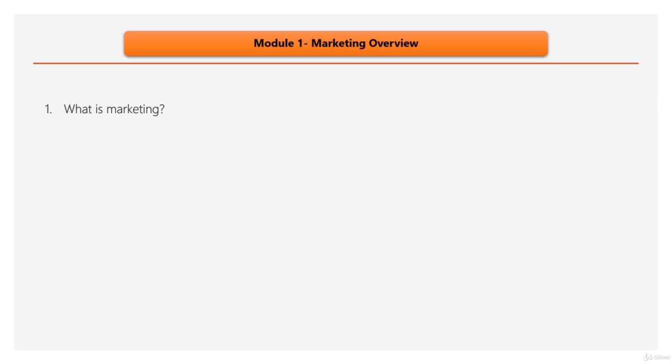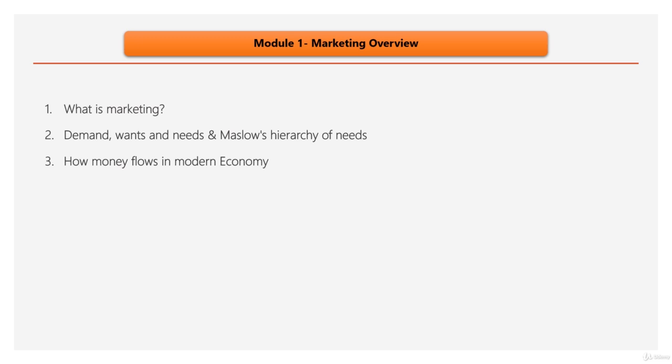And in the second topic, we will understand what is demand, what is want, and what are needs. And to simplify this demand, wants, and need concept, we will try to use a very simple concept called Maslow hierarchy of needs. In the third chapter, we will try to understand how money flows in the modern economy.